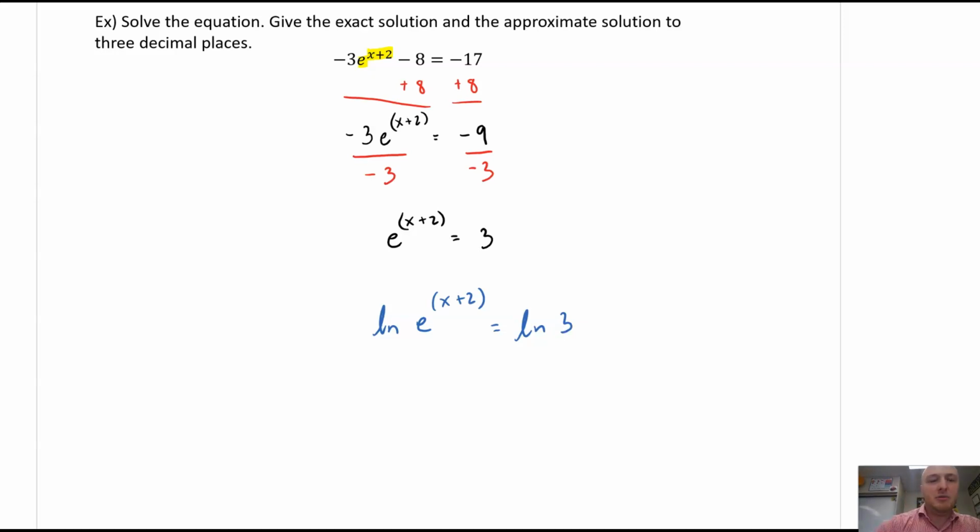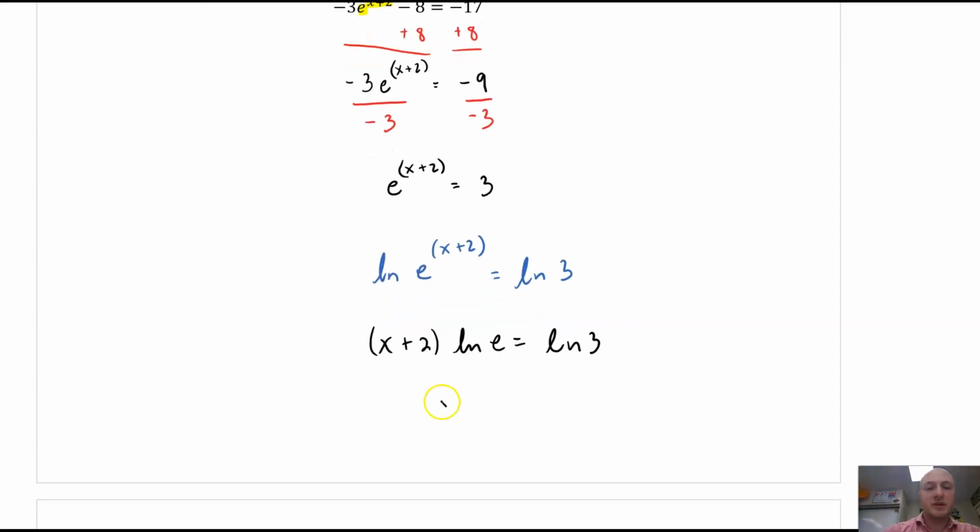So I can bring down my power expression, x plus 2 times the natural log of e is equal to the natural log of 3. And the natural log of e, that's just 1. So really this becomes x plus 2 is equal to the natural logarithm of 3. Now I'm going to solve for x by removing 2 from the left side. So we get our solution here: x is equal to the natural log of 3 minus 2. Do not add that negative 2 into the logarithm. It occurs on the outside.